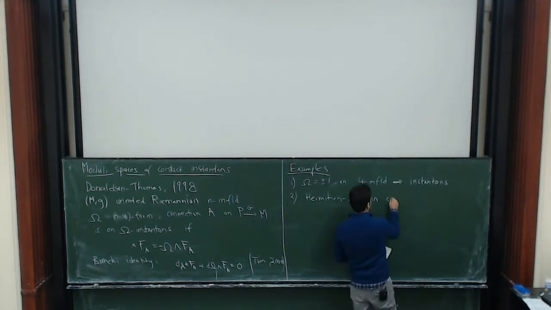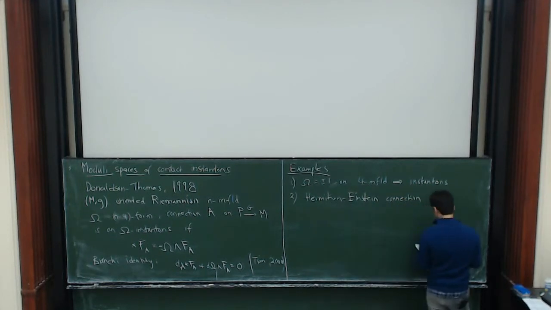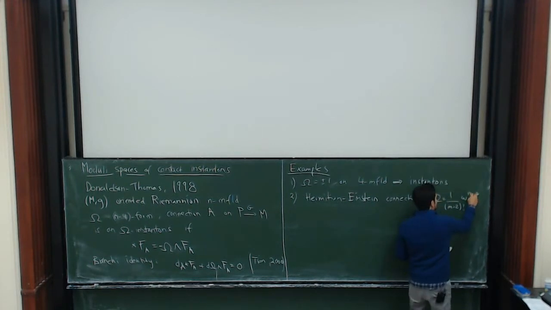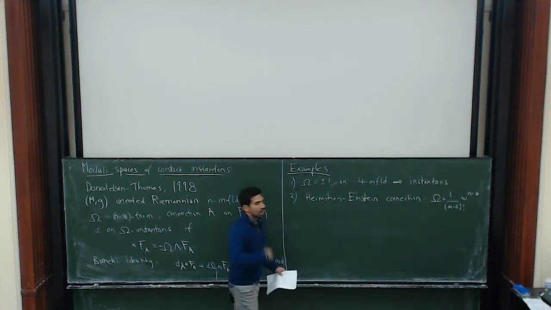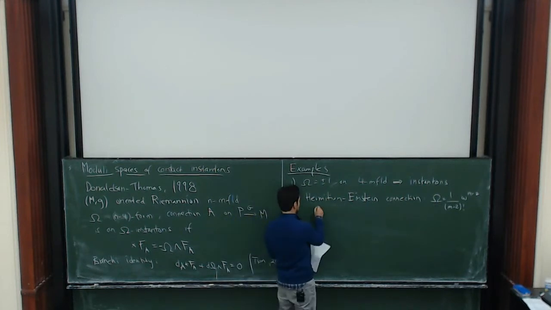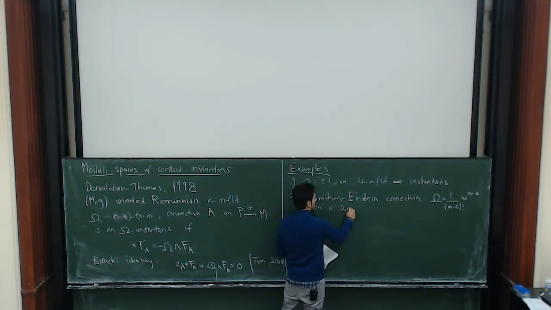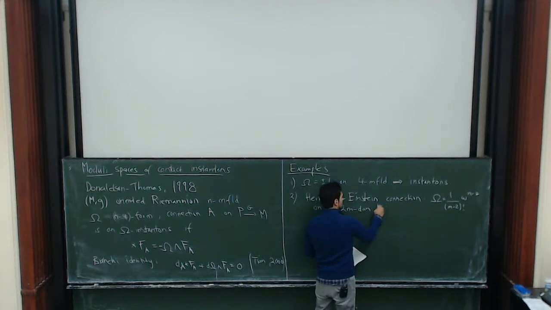Connections on a 2m-dimensional Kähler manifold. So in that case, you pick omega to be 1 over (m−2)! times the (m−2)th power of your Kähler form. So on a 2m-dimensional Kähler manifold.